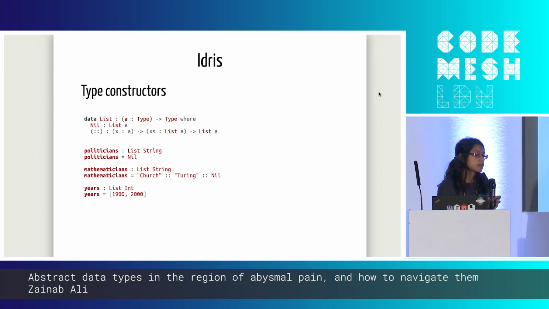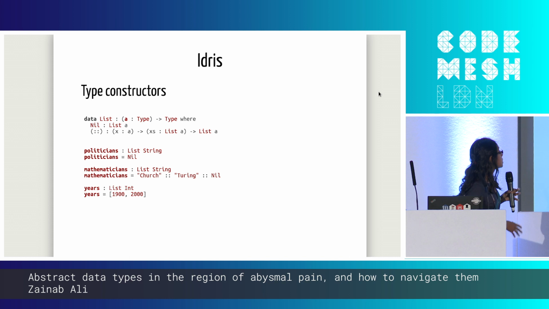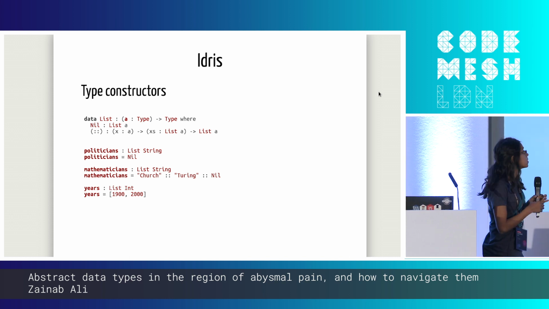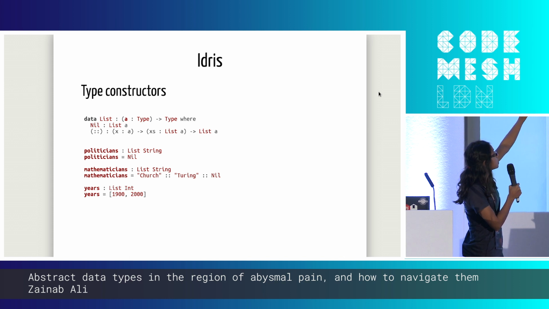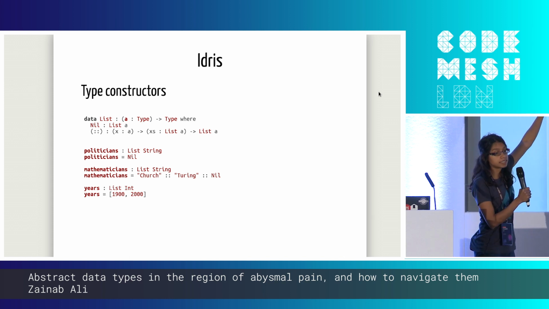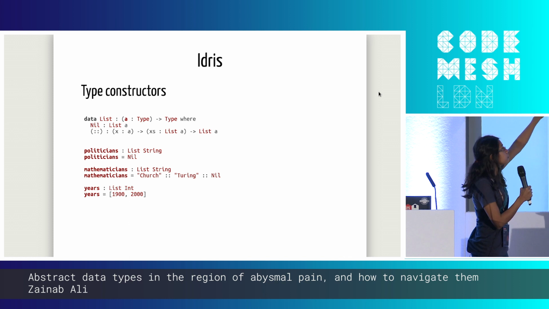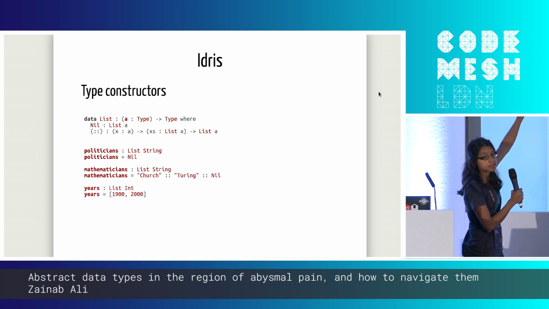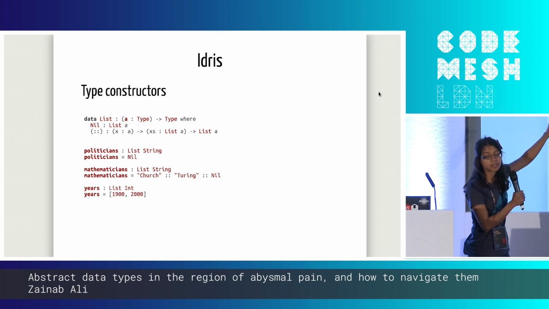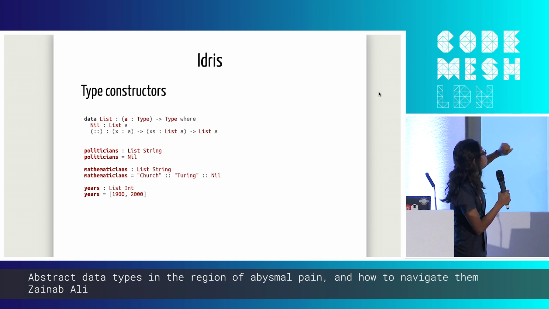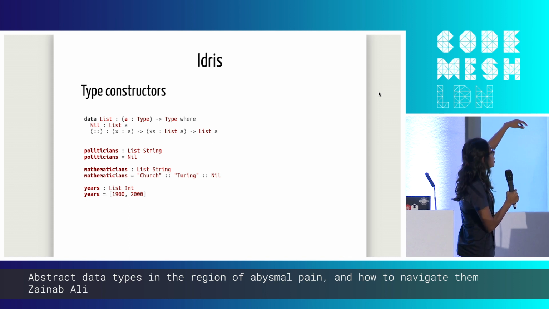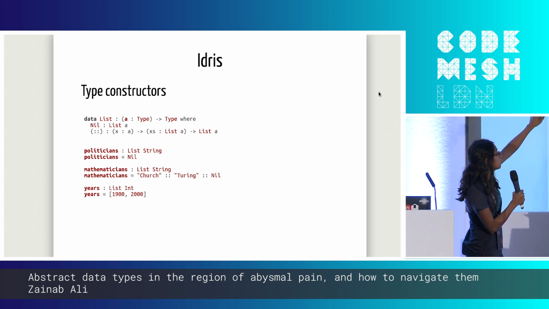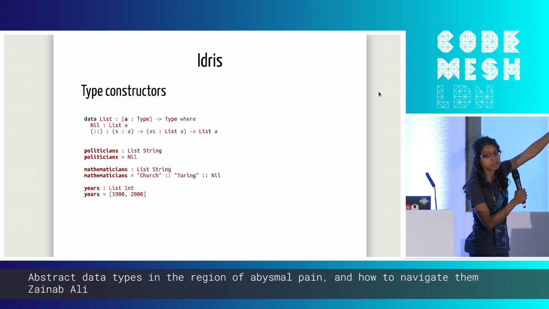Idris also has type constructors. You may call them higher kinded types, such as lists. So this is the definition of a list. A list is a type constructor which takes in a type and returns a type. Okay? So list itself isn't a type, but list of string and list of ints, those are types. It has two value constructors, nil and cons. Nil creates the empty list, and cons takes a value and a list and returns another list.